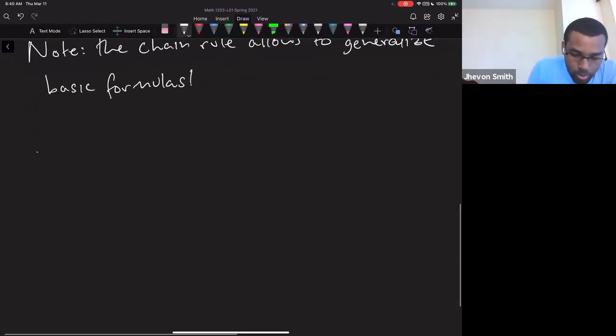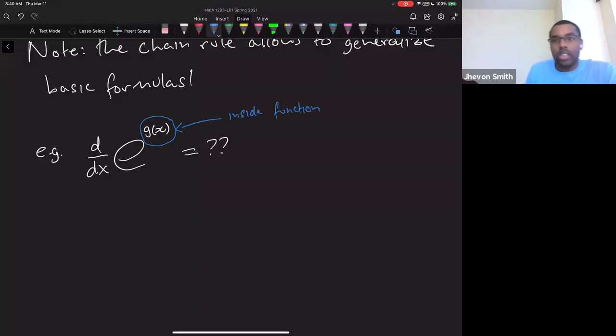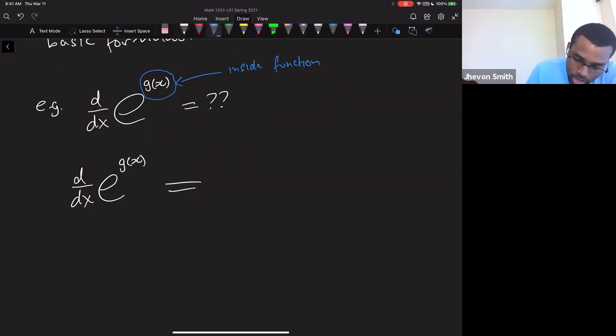So, for example, if I wanted to differentiate e to not just x, but some function of x, like g of x, how do you actually go about doing that? Well, you can think of this g as an inside function. The e to the x is your outer function, and I plugged something into that function. So the chain rule tells us how to deal with this: the derivative of e to some function.